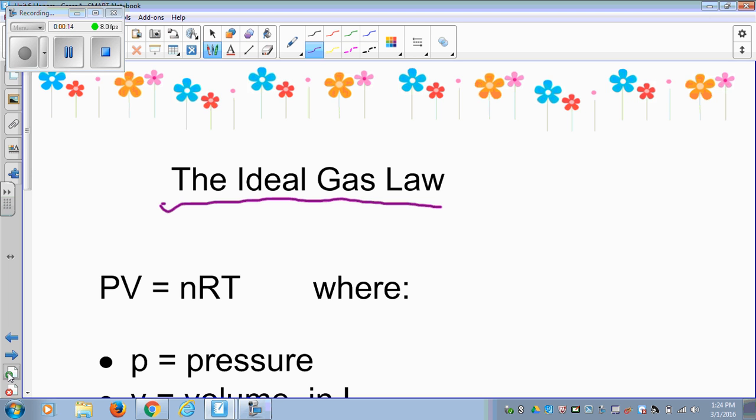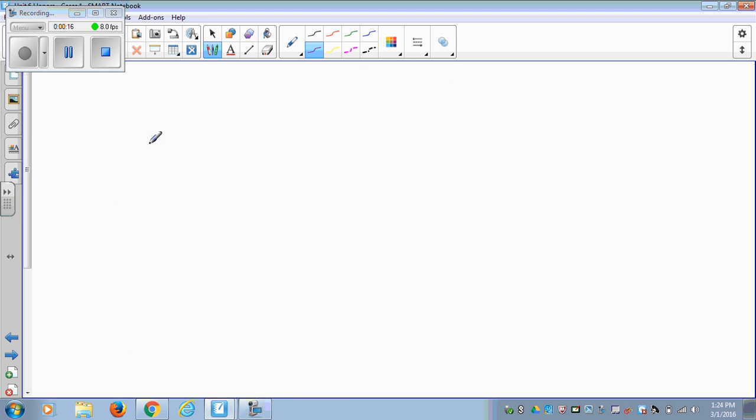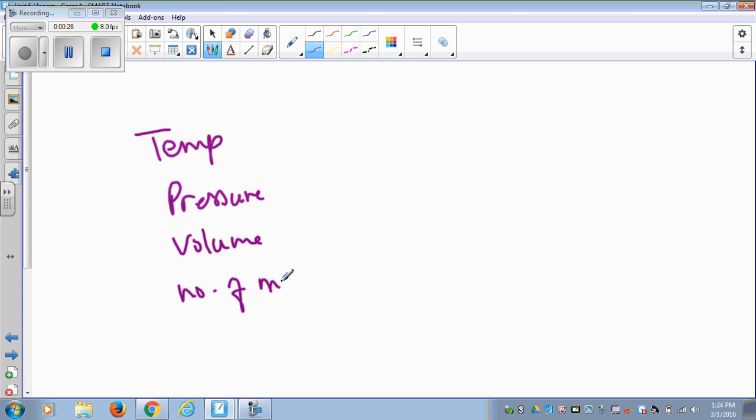And when we discussed those laws, we talked about that there are four variables when we study the behavior of gases. We have temperature, pressure, volume, number of moles of gas. So when we studied those gas laws, we kept two of the four variables constant and studied the behavior or response of the other two variables.